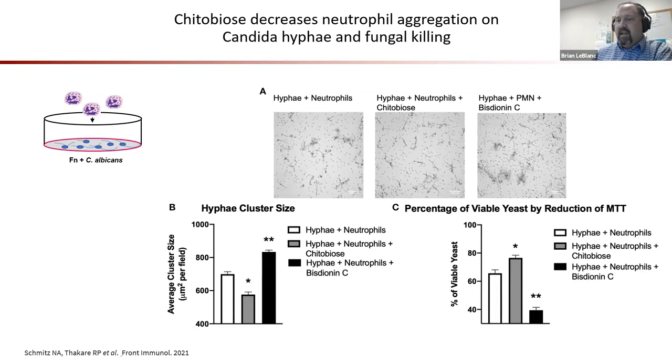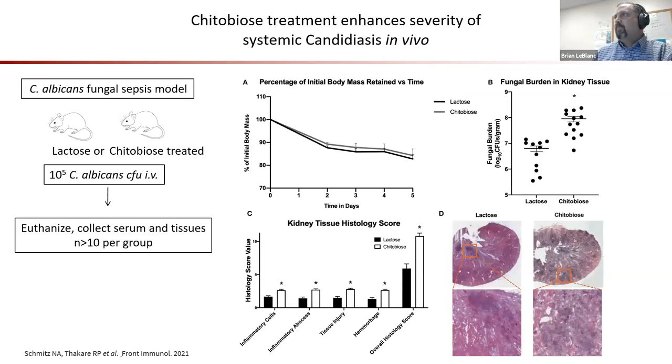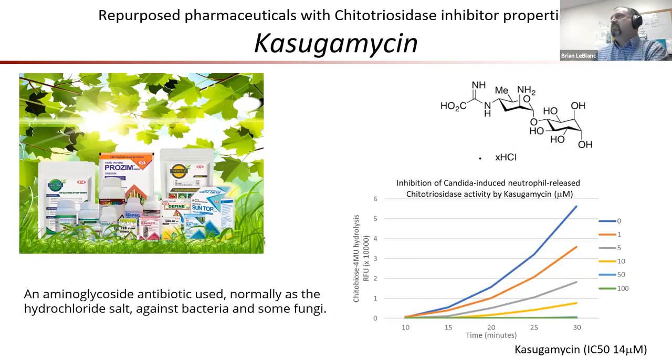Unfortunately, it's only soluble in DMSO, and the amount of DMSO I would need in order to treat an animal was far beyond anything it could handle. So I needed to look at other chitotriosidase inhibitors, and this is very exciting to be after our last speaker. And as Dr. Ramsey has introduced, we have kasugamycin.